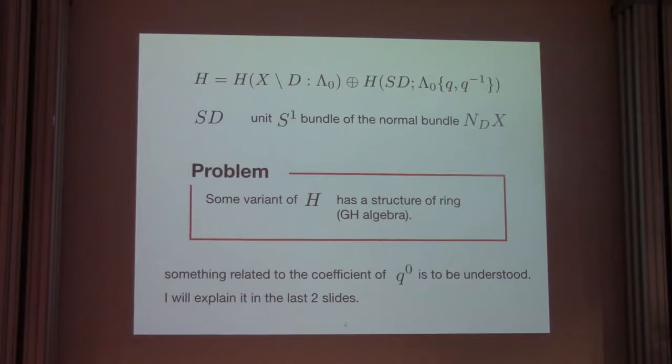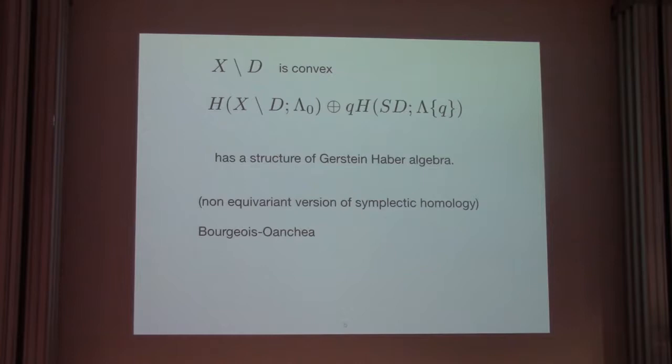But anyway, now I want to prove that there is some ring structure on this H. Probably better to say Gerstenhaber algebra structure on this vector space. And let me recall some cases which are already known. That is the case when this complement of the divisor is convex. It means that the divisor has some positivity.